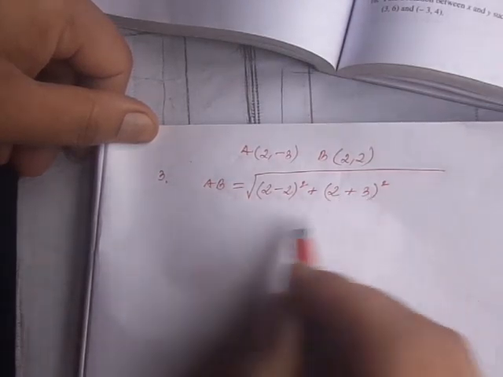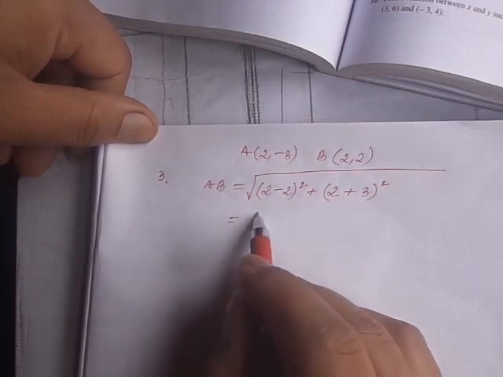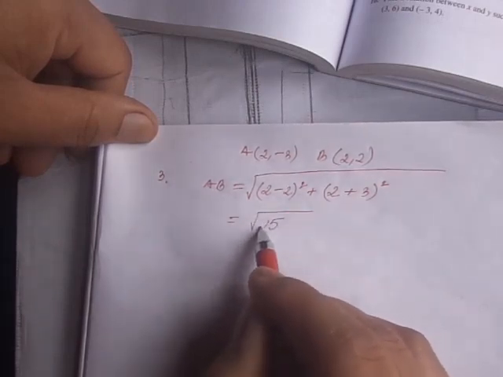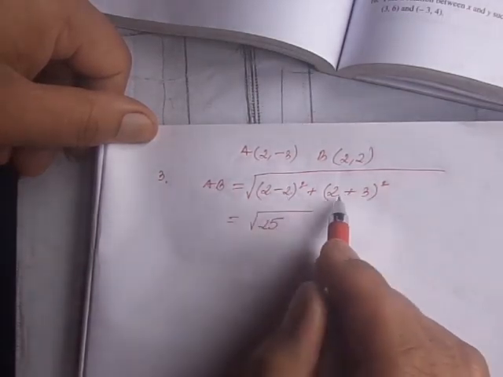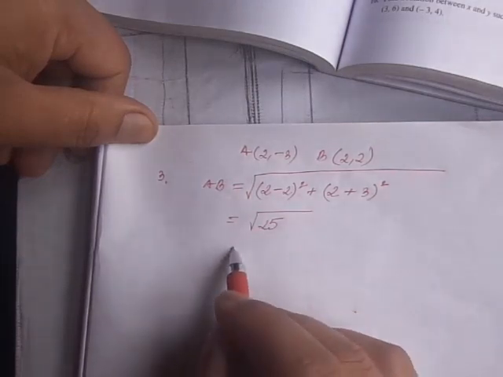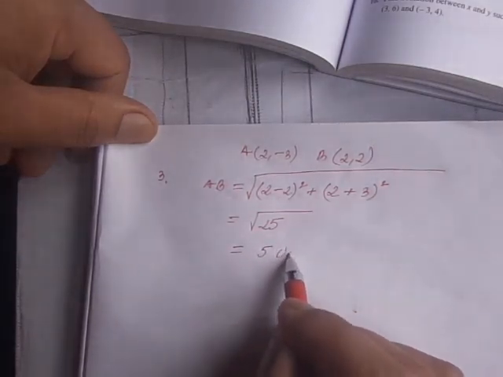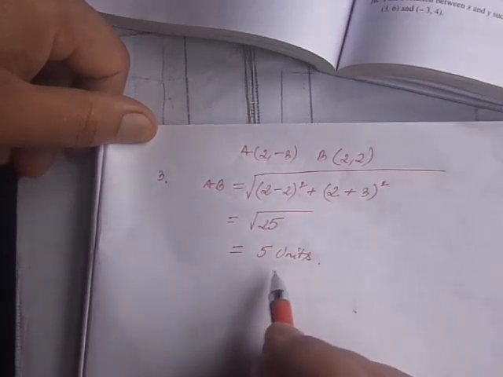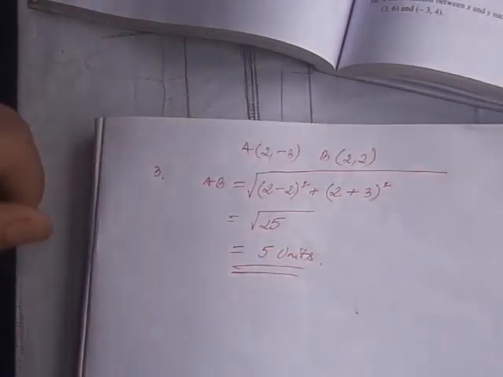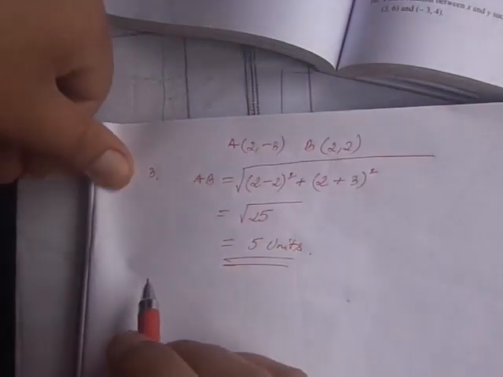So that's why 2 plus 3. Here we get 2 plus 3, which is 5, so 25. 2 minus 2 is 0, 2 plus 3 is 5, and 5 square is 25. So we get 5 units. This is distance, so we have to write units here. Then next, number 4.